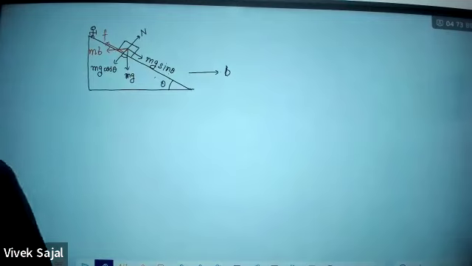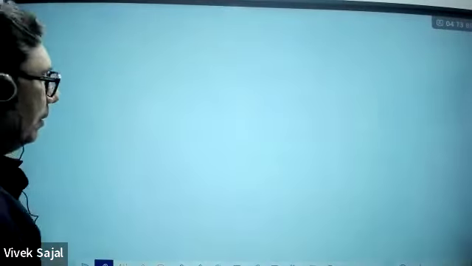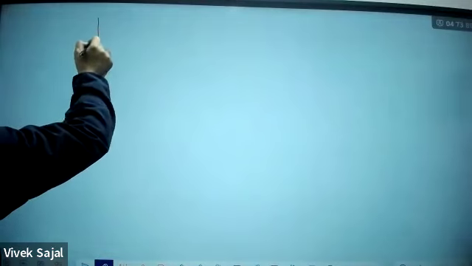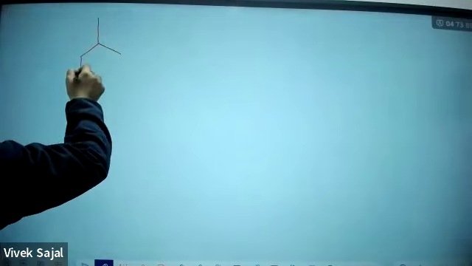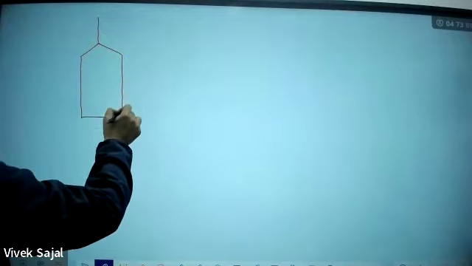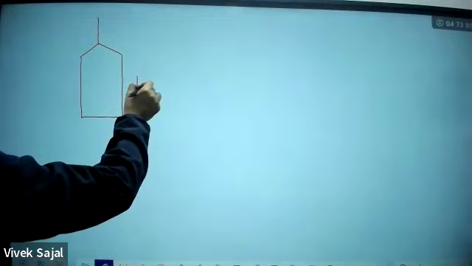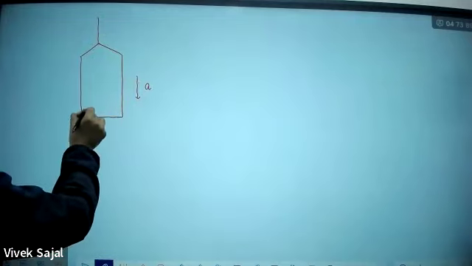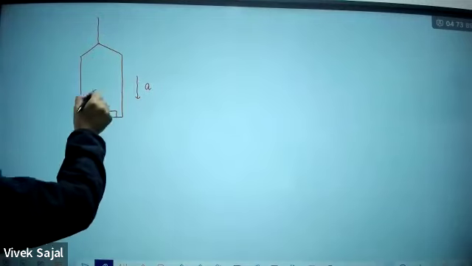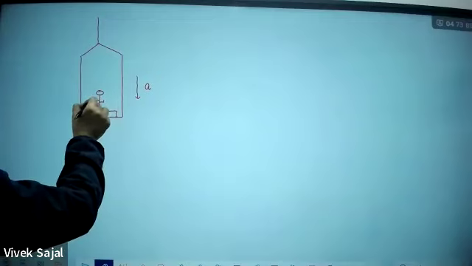Okay? Another example of the pseudo force. Here, this is a lift, and this lift is having an acceleration in the downward direction. There is a weighing machine you have placed here. Okay? This is the weighing machine. A person is standing on it.